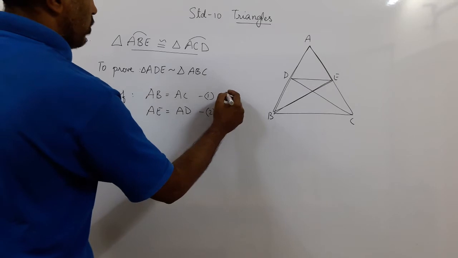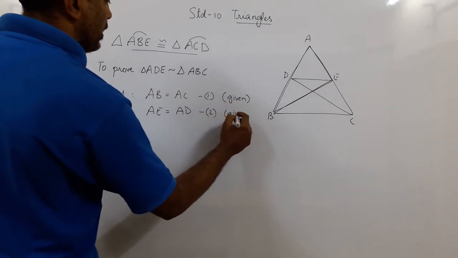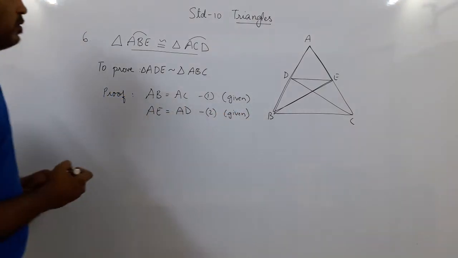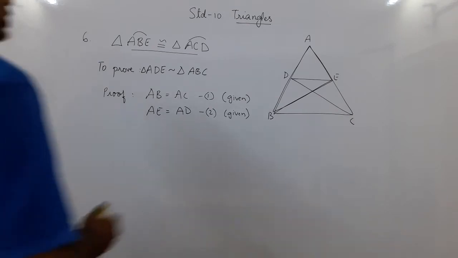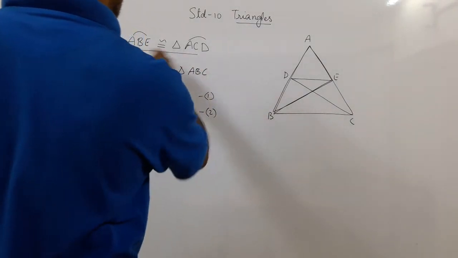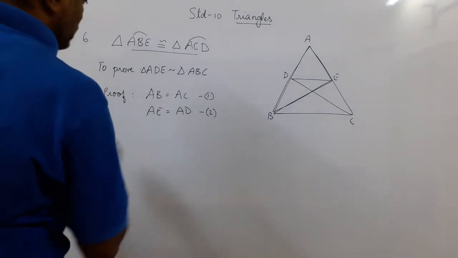Okay? And what we should write here? Because the triangles are congruent, we have these things. We should not write given. Okay, we can also write it over because ABE is congruent to ACD. So we have this.